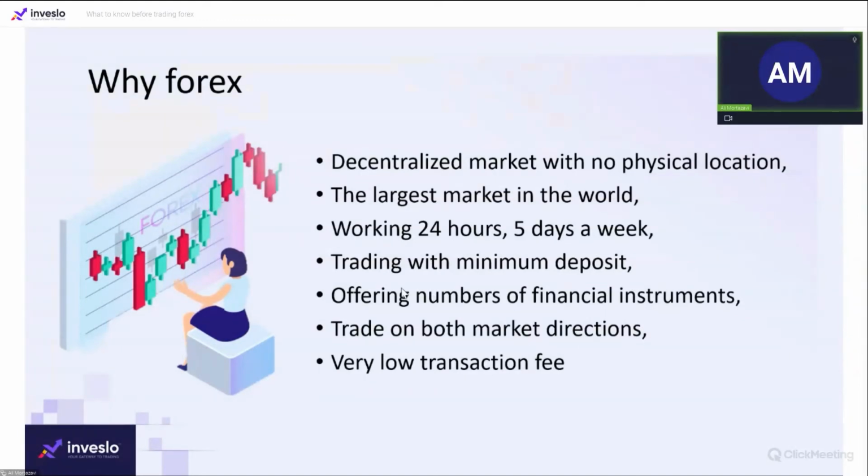It works 24 hours, 5 days a week. And other than that, you can enter the Forex market with a minimum deposit. For example, with Investlo, you can open your account with only $100. But if you want to trade gold on the physical market, you need at least, let's say, $1,000.